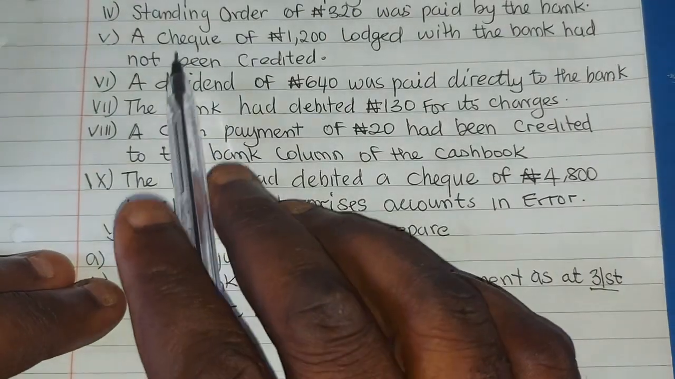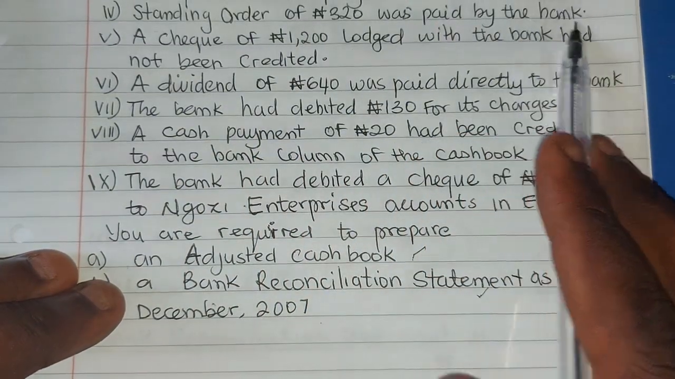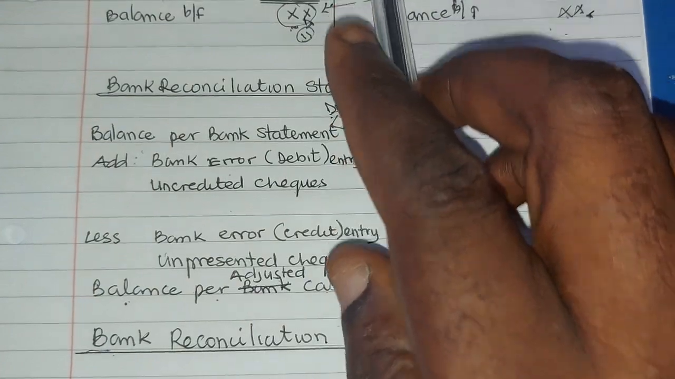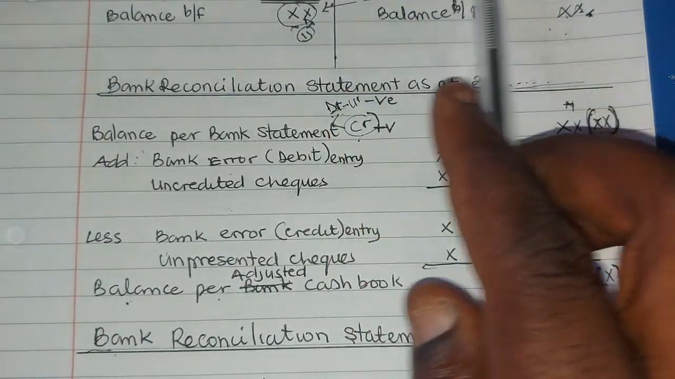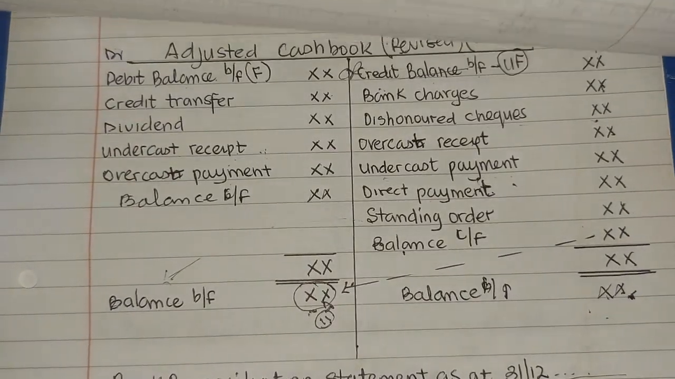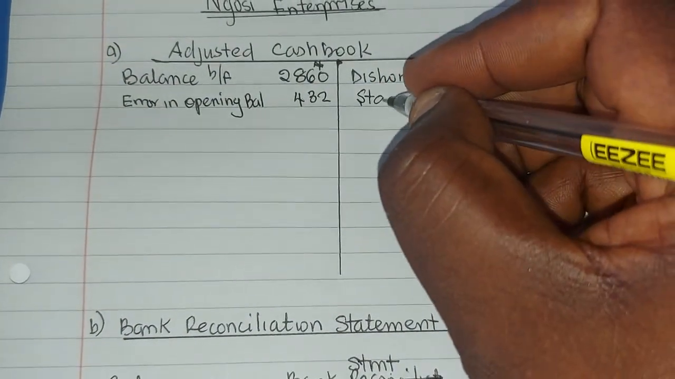So the next item is a standing order of 320 was paid by the bank. So where will the standing order be? The standing order is on the payment side. Okay, the standing order is on the payment side, from your format. So you have to learn the format, please. So we have standing order.